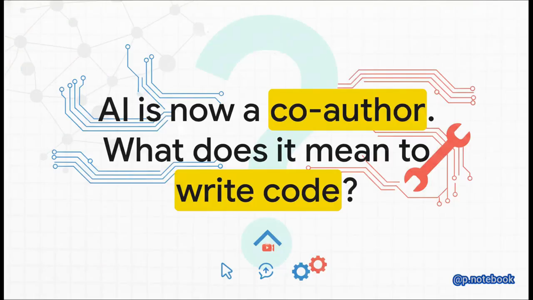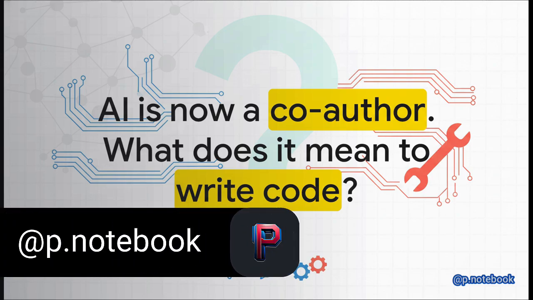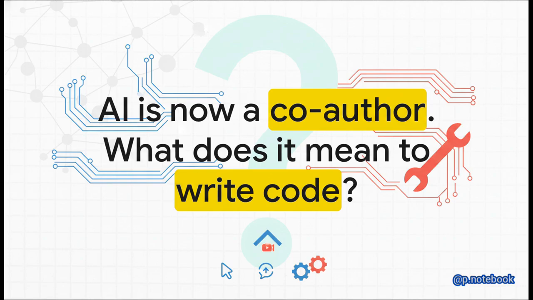So we've seen this incredible evolution, right? From simple autocomplete to an AI that anticipates our entire workflow and even corrects our logic. It really leaves us with one final big question to think about. As your AI pair programmer evolves from being just an assistant into a true co-author, what does it really mean to write code anymore? Something to chew on.